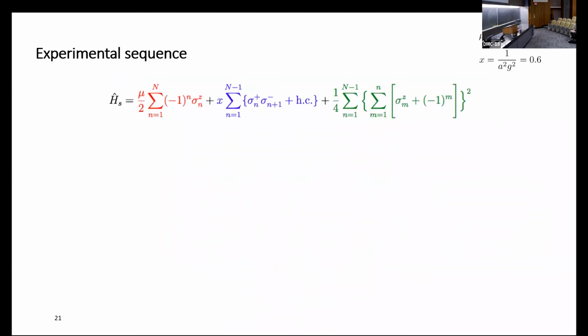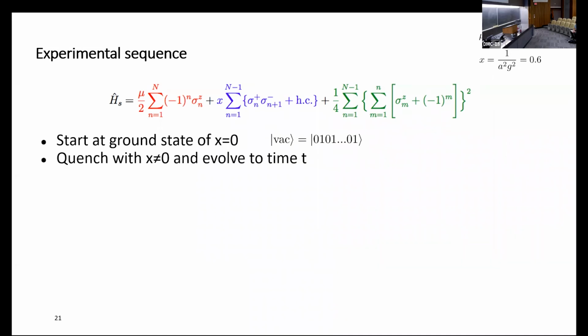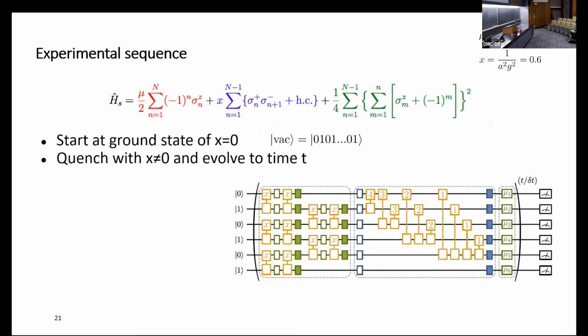Okay, so now we know how to order our Hamiltonian and how to do it with our native gates. So we're going to do it. First, we have to choose the initial state. We choose the ground state of this Hamiltonian when x equals 0, which gives you the bare vacuum, which in qubit language is like 0, 1, 0, 1, 0. Then we turn on the interaction, which means x is non-zero, and you multiply by t, which means you apply this block many times.